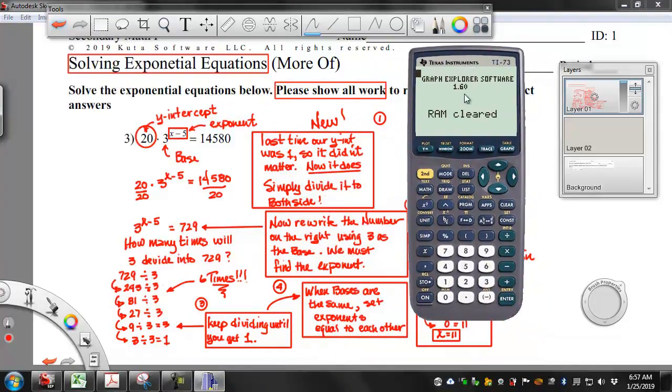And so this is simply an easy way to check these. These are very easy to check. So I'm going to take 20 times 3 raised to the, now remember I have to put this whole thing in parentheses because this whole x minus 5 deal here has to be an exponent. Now I think x is worth 11, so I'm going to put it in there, 11 minus 5, and if I have the right solution for x, it should be 14,580, and that's what I've got, so I know that that's the right answer.